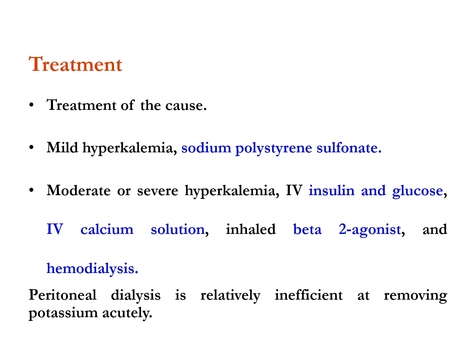We can give inhaled beta-2 agonist to shift potassium intracellularly. All these measures we did in our patient. And lastly, if there is resistant hyperkalemia, the patient may undergo hemodialysis. And we should know that peritoneal dialysis is inefficient at removing potassium acutely.